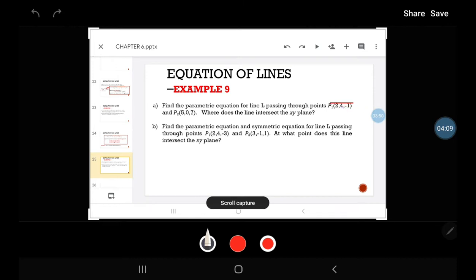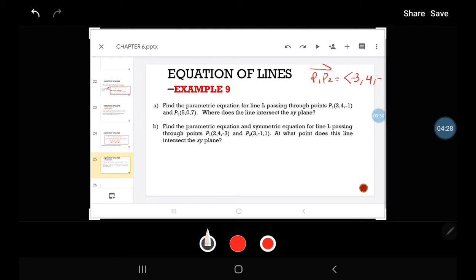But can we find a vector given 2 points? Yes, we can, using this equation. The vector P1P2, I'm sure you know how to do this already, is P2 minus P1, which is negative 3, 4, and minus 8. So the vector of P1P2 is negative 3, 4, and minus 8.